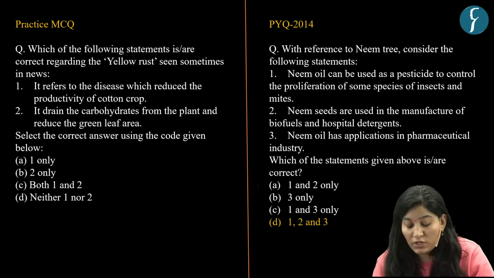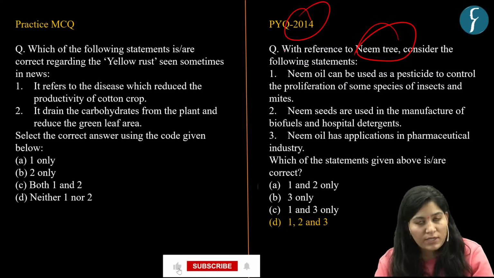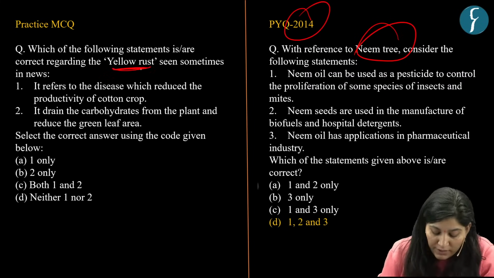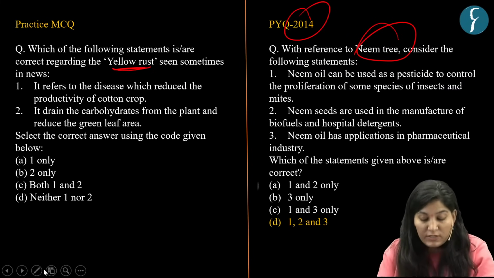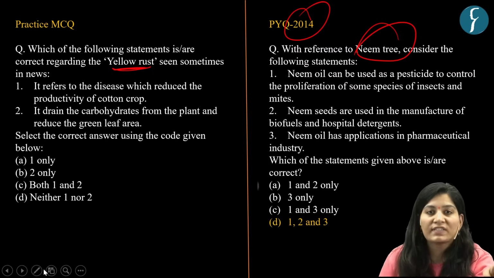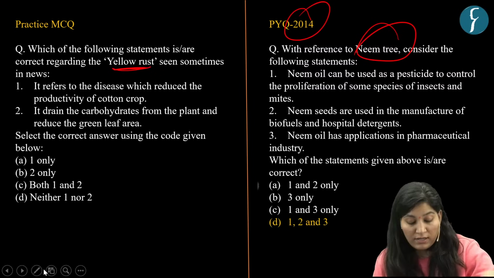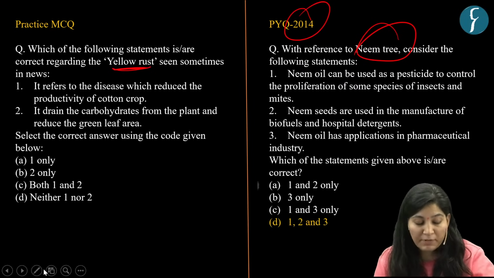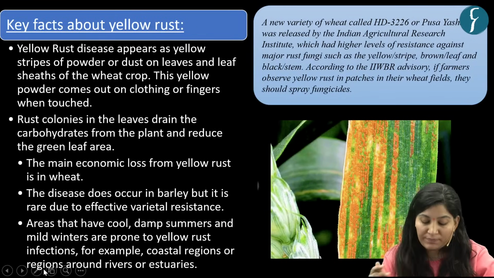Now, UPSC has been asking questions related to recent developments with respect to the agricultural sector. There was a question on the neem tree in 2014. So here we have taken a practice question on yellow rust. Okay. Let me change the color. So here we have given you 2 statements and you need to identify the correct one. So before delving much deeper, first we should know the basics about yellow rust.